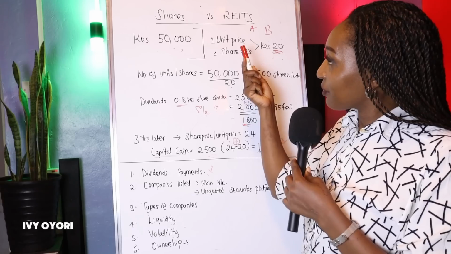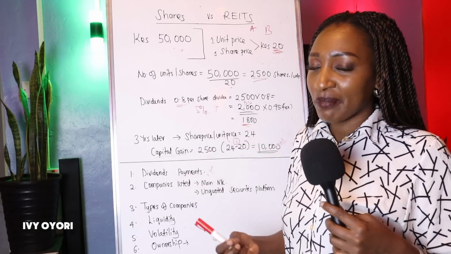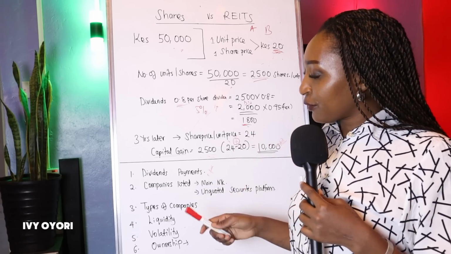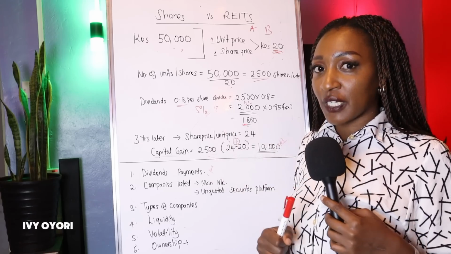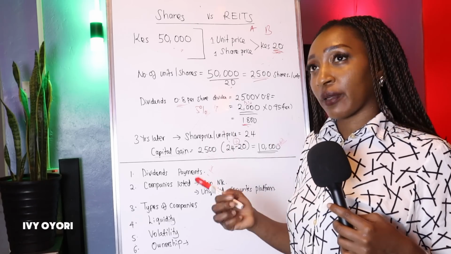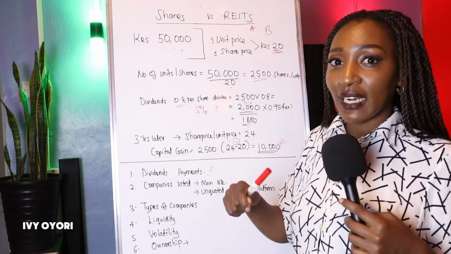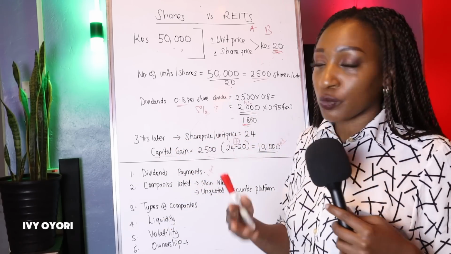But here we have restrictions. You just can't buy or sell your units any time that you feel like you want to sell it. You'll notice that for these REIT companies, they usually have a specific day for trading. They can decide to say, maybe once a month we're going to be trading. We're going to have an open market once a month or twice a month.